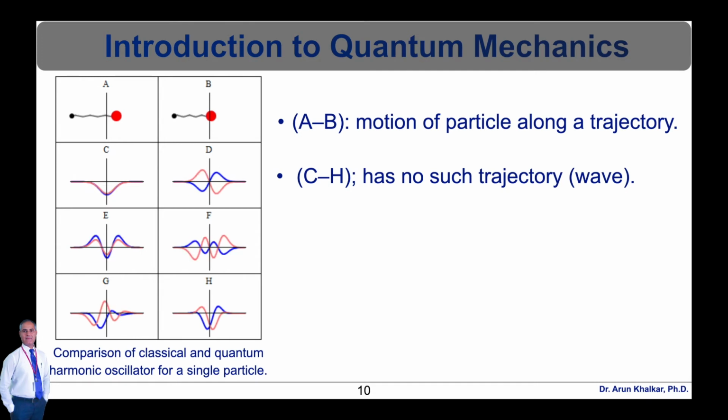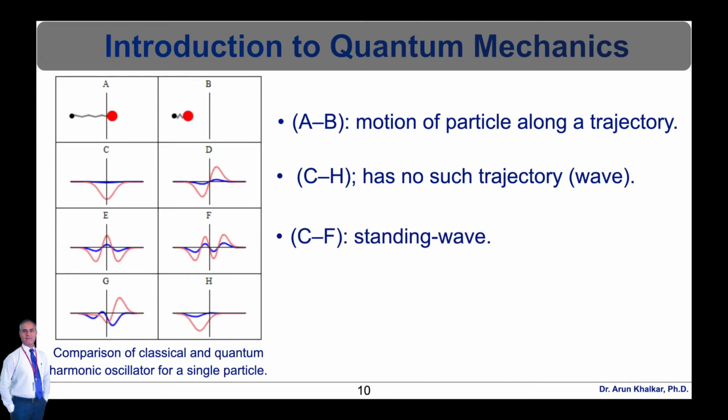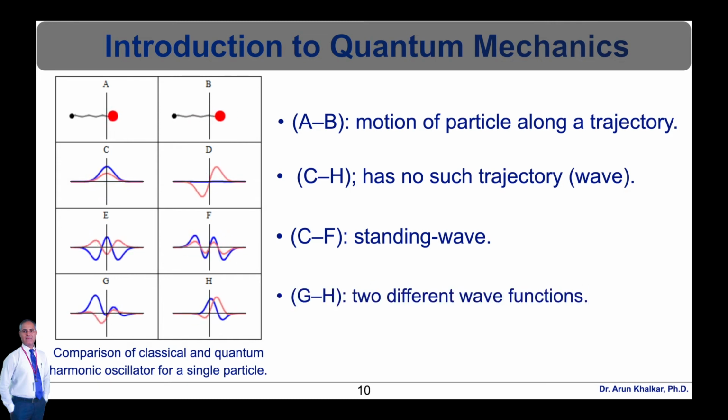Here the vertical axis shows the real part, in blue, and the imaginary part, in red, of the wave function. Panels C to F show four different standing wave solutions of the Schrödinger equation. Panels G to H further show two different wave functions that are solutions of the Schrödinger equation but not standing waves. This is the comparison of classical and quantum harmonic oscillator for a single particle.